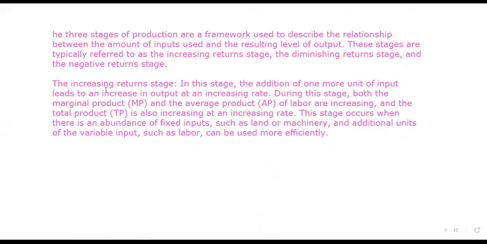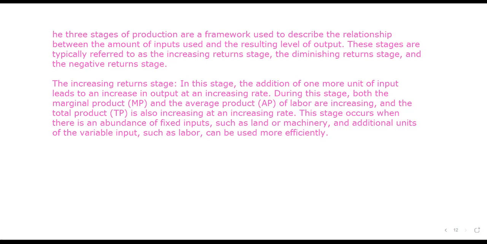So in the increasing return stage, this is the first stage. In this stage, what you're going to identify is the marginal product of labor, which will be increasing. Average product of labor is also increasing. The total product of labor is increasing. So this is a stage which occurs when there's abundance of what? Fixed inputs such as land or machinery or additional units of the variable input. All three are increasing.